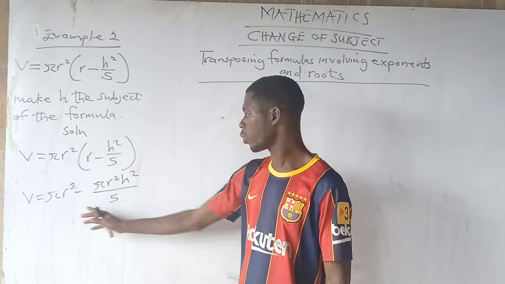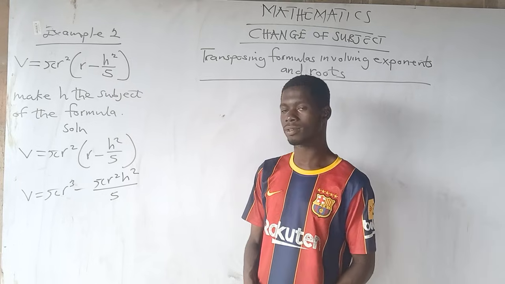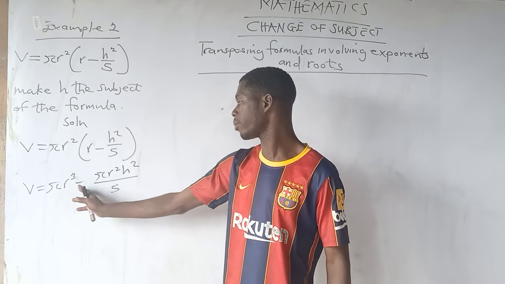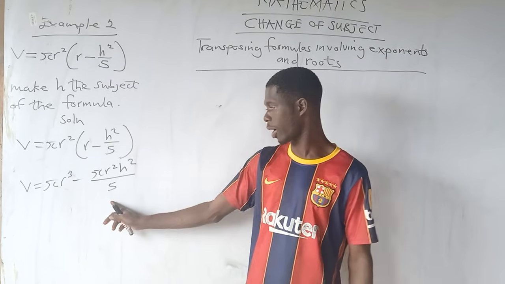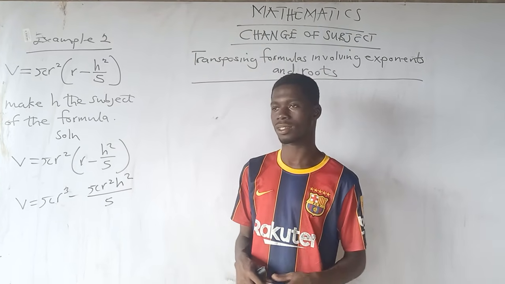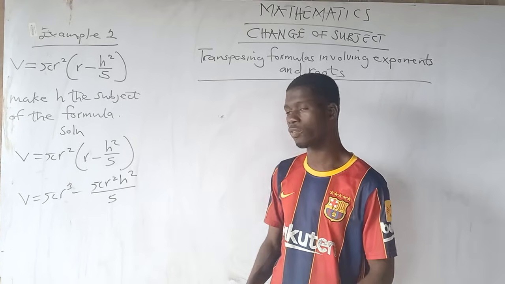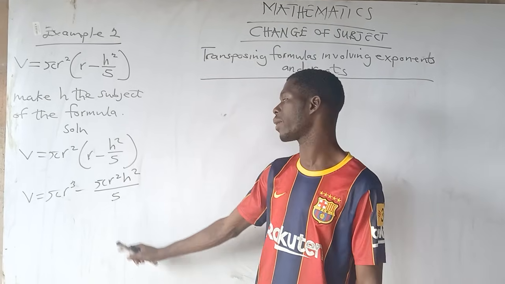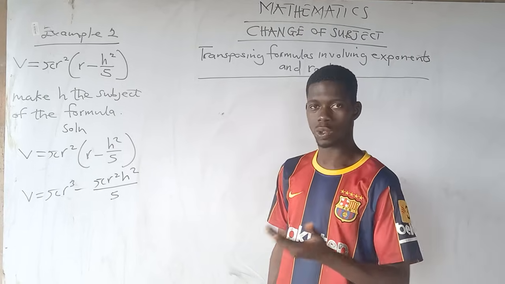Yes. So now we have expanded the bracket. Okay. So we have v is equal to pi r to the power 3 minus pi r squared h squared over 5. Now you can see that you have 5 here, right? So you can eliminate the fraction, eliminate this denominator. For you to do that, you're supposed to multiply each term by what? By 5, so that you can eliminate the 5. You have 3 terms, so you multiply each term by the 5.